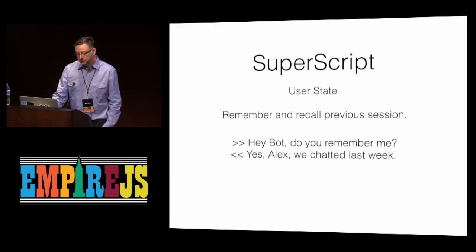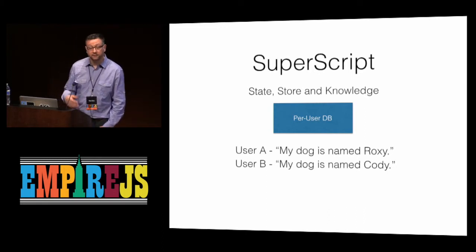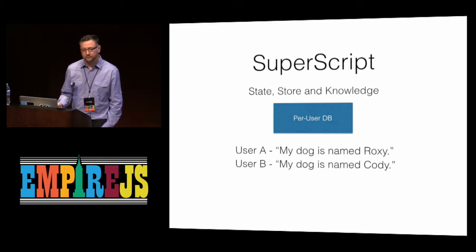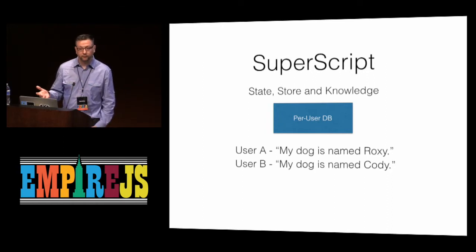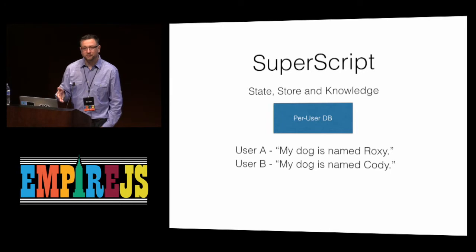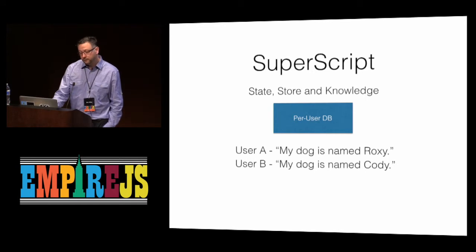And then we also have a bunch of other databases internally. So we use LevelGraph under the hood, followed by Sublevel, which is built on top of LevelDB. So we're talking about storing fact triples, which is subject, verb, object notation. In this case, user 1, my dog is named Roxy. That wouldn't collide with user 2's version of their dog, in this case Cody.